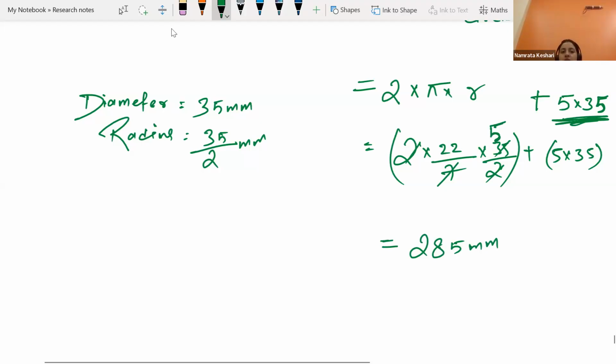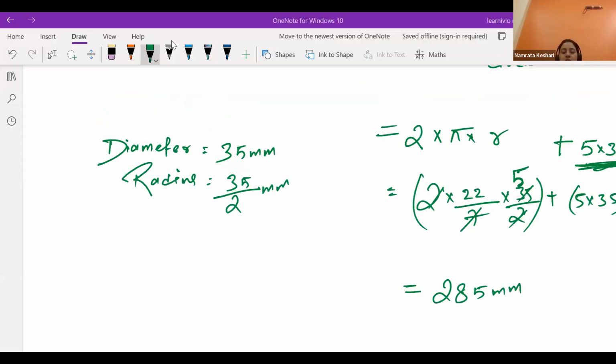Yes, rest of the students, are you even doing the calculation? Noah, 285. Are you getting it? Yes, Noah, when you join, are you understanding whatever I was explaining over here? 285 we are getting. Okay, that is the total length of the wire.